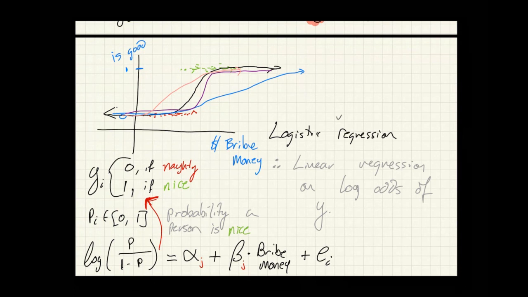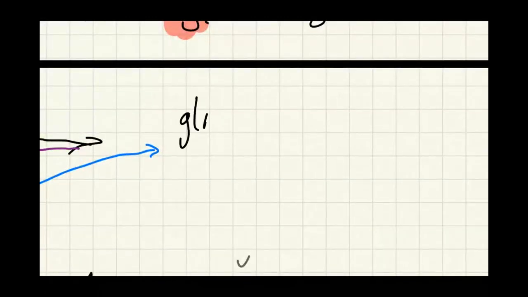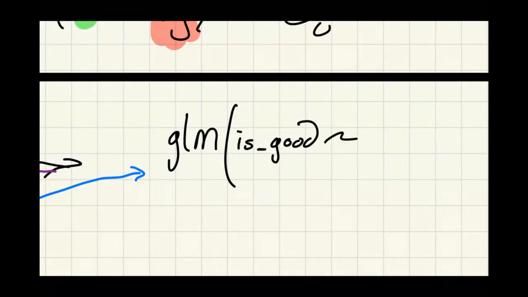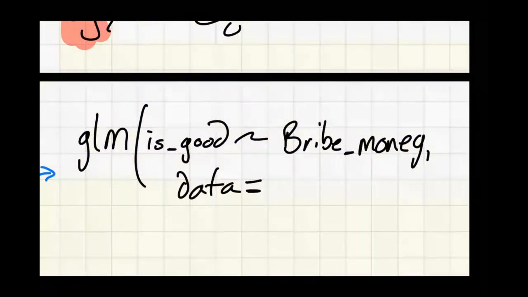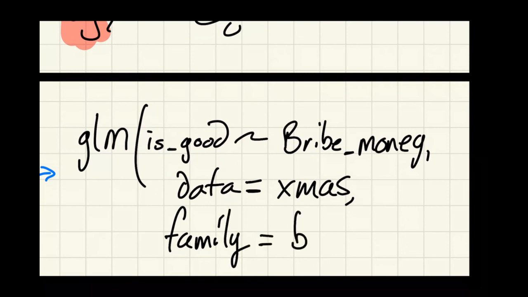Someone asks, could you please go over how to write this in R? Yeah, sure. So the logistic regression is fit using glm. And in this example, what was it? Is good is a function of bribe money, data equals Xmas, family is equal to binomial.